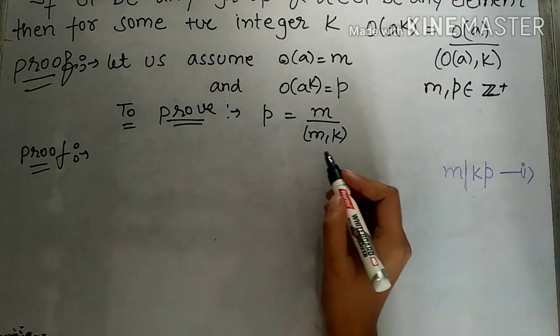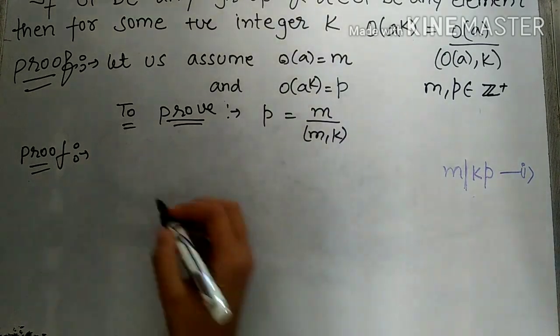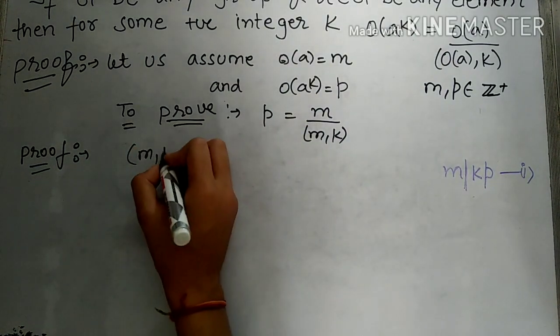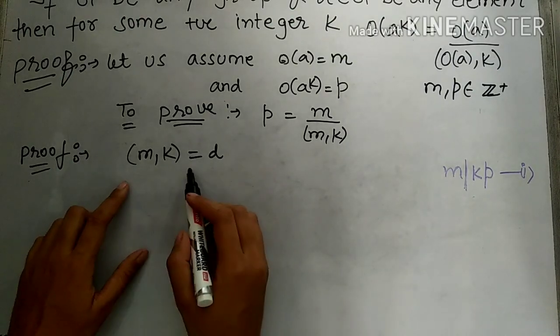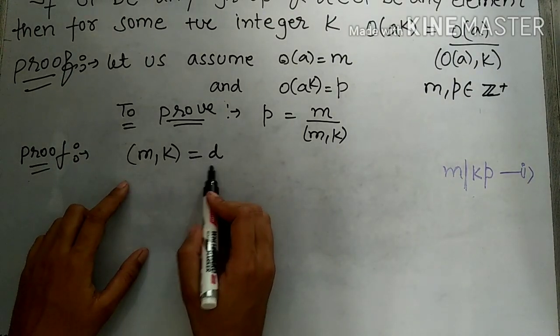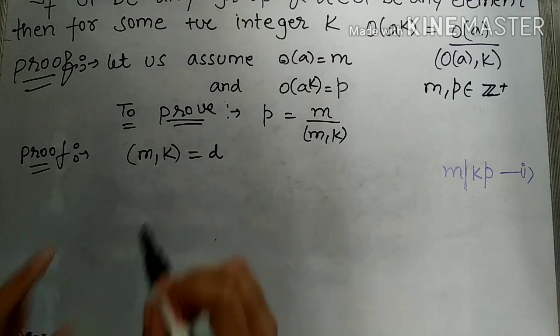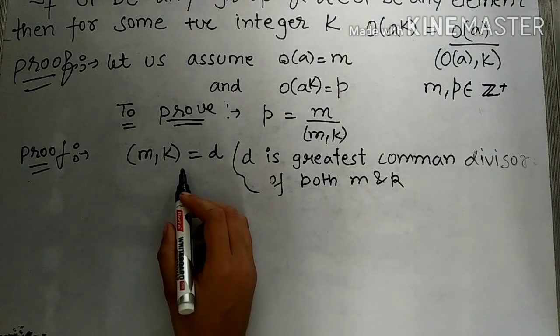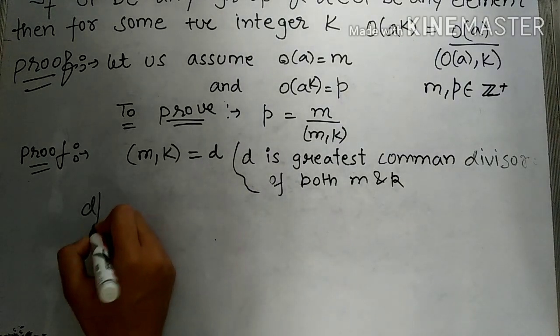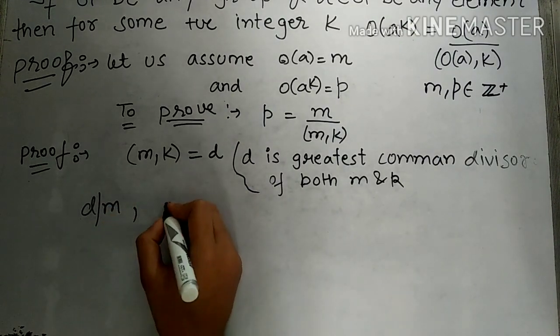So friends, next we will assume that the GCD of m and k will be equal to some positive integer d. That is, d is the GCD of m and k. That is, d is the greatest common divisor of both m and k. So d will divide both m and k. d will divide m and d will divide k.